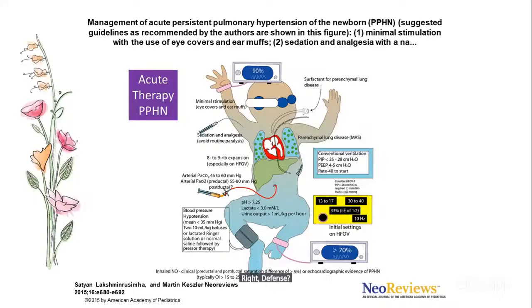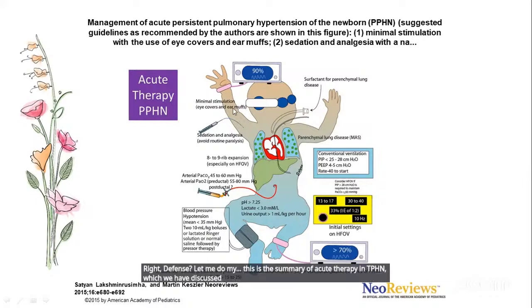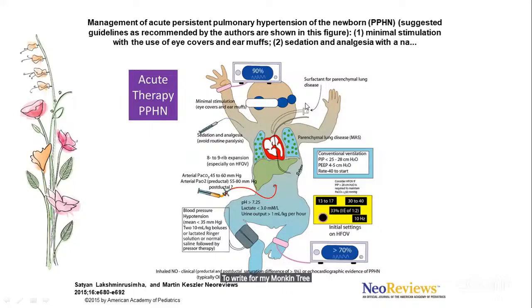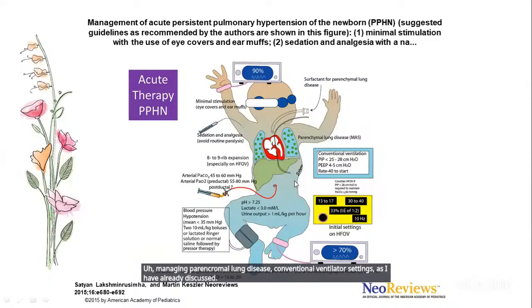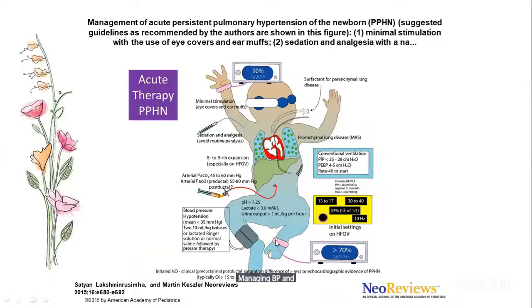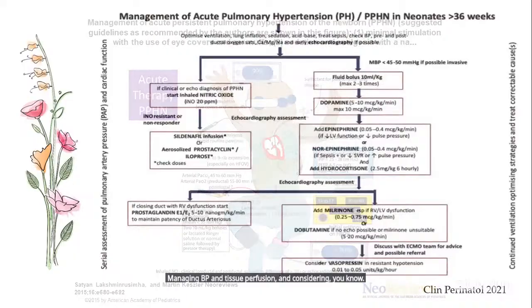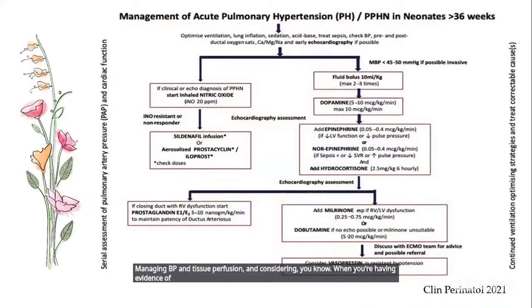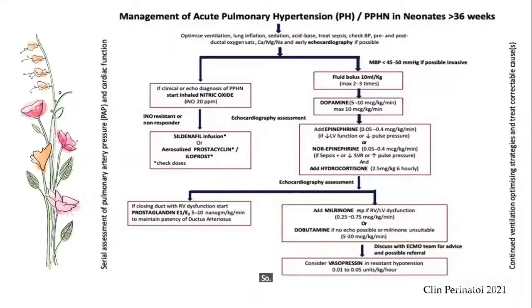Coming to this, this is the summary of acute therapy in PPHN, which we have discussed recently. Right from monitoring pre and post ductal saturation, early surfactant, minimal stimulation with sedation and analgesia, managing parenchymal lung disease, conventional ventilator settings, as I have already discussed, managing BP and tissue perfusion, and considering INO when you have evidence of PPHN with high OI. So this is another flow chart.